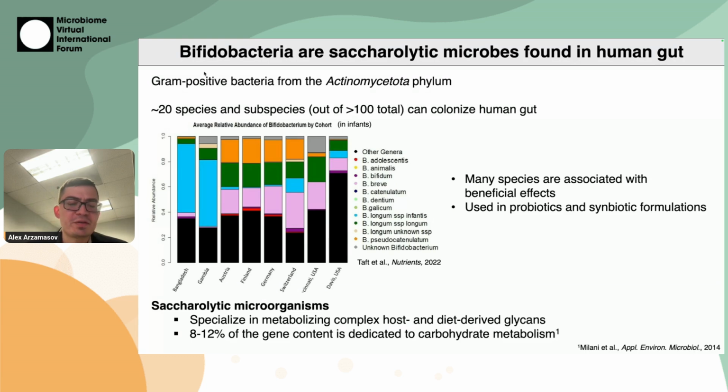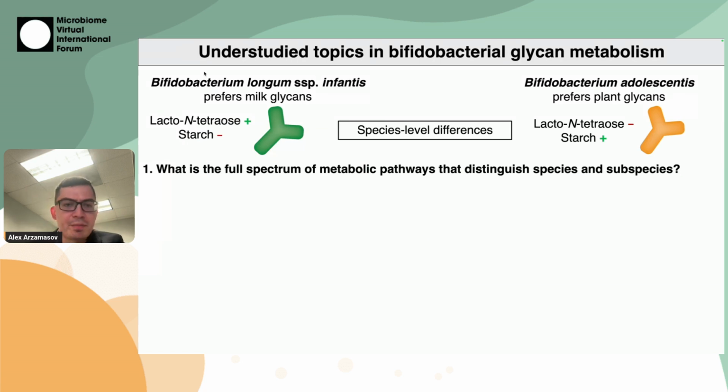This is one of the reasons why many bifidobacterial strains are used as probiotics, and sometimes in synbiotic formulations where probiotics are additionally supplemented with some kind of glycans. What I want to emphasize here is that bifidobacteria are really saccharolytic microbes. They really like to eat sugars. And if you look at their genomes, previous estimates suggest that approximately 10% of their genomes are dedicated to carbohydrate metabolism. So it's important to study this metabolic process.